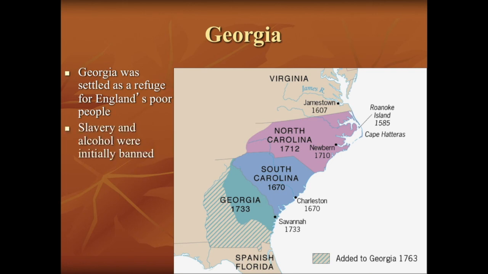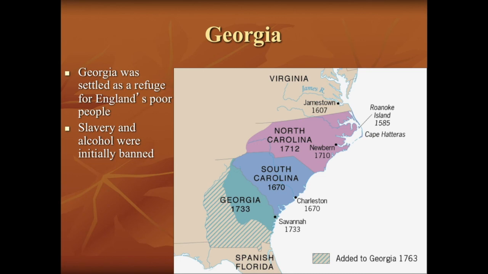Now, what's interesting is that Georgia is going to initially ban slavery and it's going to ban alcohol. Eventually, those two bans are going to go away and both will be allowed. But it is interesting to note because as we go forward in this class, you will see some movements that start to say that slavery is evil and needs to be gotten rid of. That'll be the abolitionist movement. And alcohol is an evil, or at least alcohol abuse is an evil and needs to be gotten rid of. And you'll see movements against that as well.